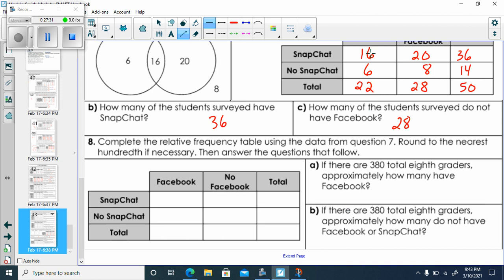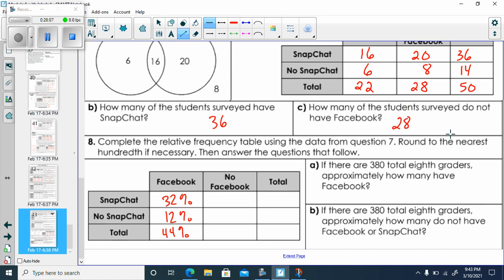All right. How many have Facebook and Snapchat? 16 out of 50. So you divide 16 by 50. 16 divided by 50 and multiply by 100, that'd be 32%. What percent have, let's see, 6 out of 50, okay? 6 divided by 50 times 100 is 12%. So what percent have Facebook? Add those two together, you got 44%.